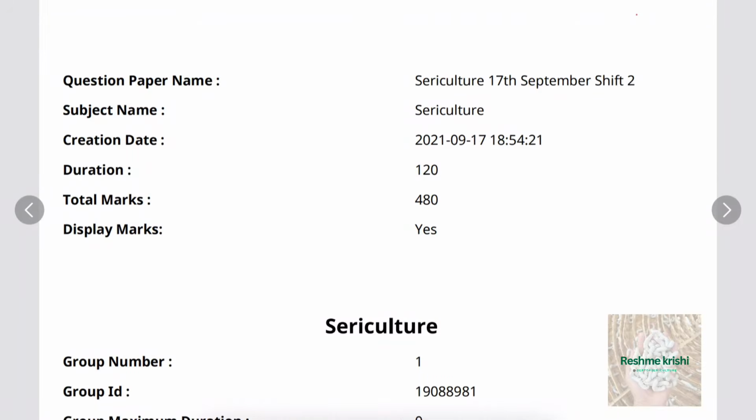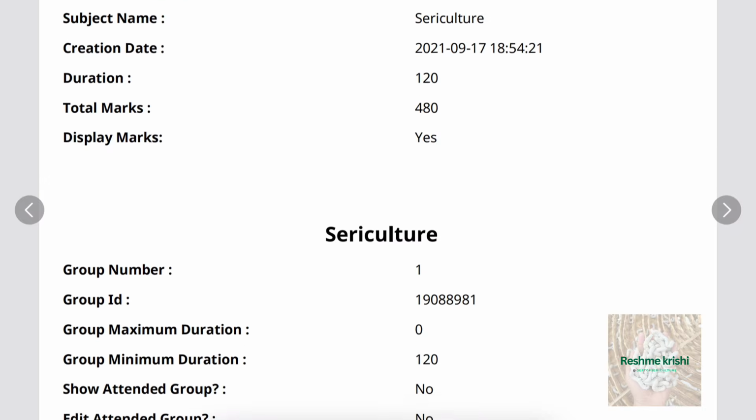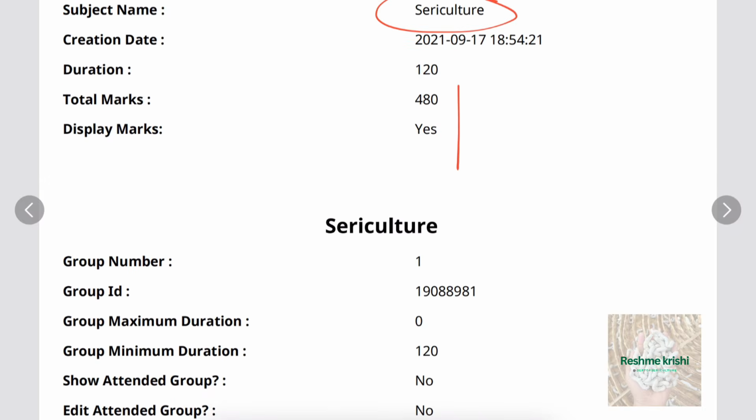Welcome back to the class Basics of Sericulture. Today we are here to discuss the previous year question paper. Today we are going to discuss the 2021 question paper of Sericulture.